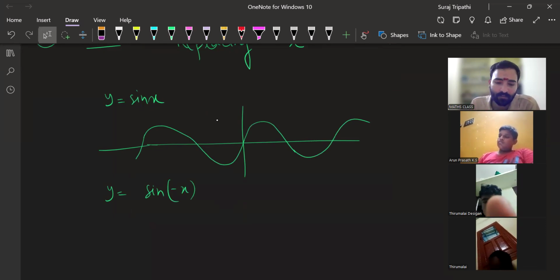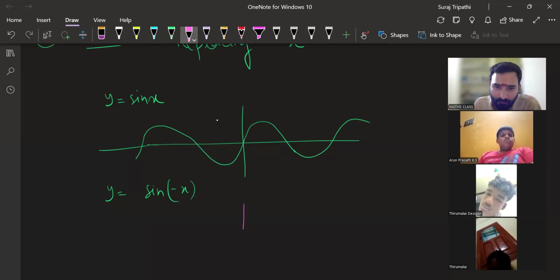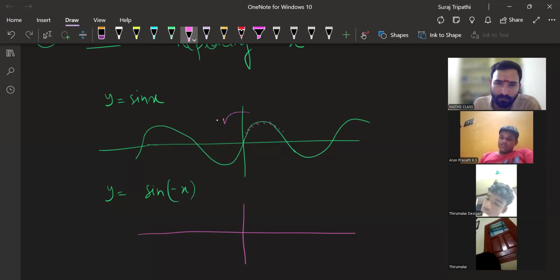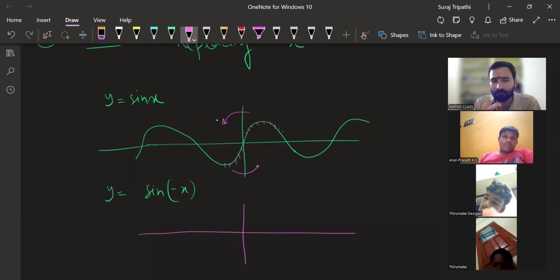How will you draw the graph of sine of minus x? While drawing this graph, we have to take the reflection of the whole graph about the y-axis. So we have to take the reflection of the entire graph along the y-axis. If you take the reflection, you have to draw this portion of the graph on this side, and this portion of the graph on this side. Just we have to reflect the page like this. The graph of sine x is like this one.